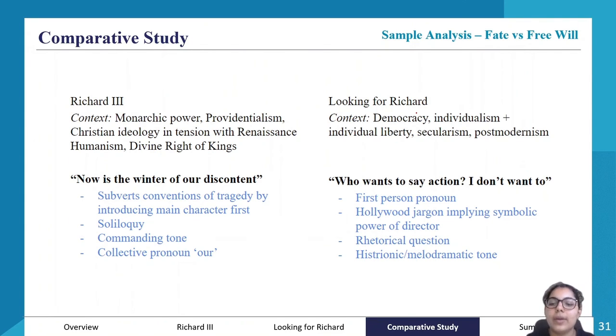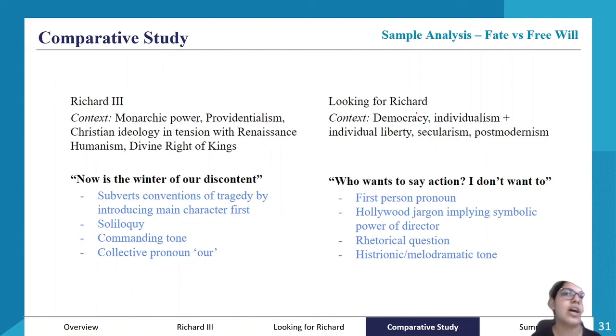Okay, here we go. So this is that collective pronoun of "are." Whereas it's looking for Richard, where the context is democratic context, individualism and individual liberty, secularism, postmodernism. So this is where Pacino, when he says, "Who wants to say action? I don't want to." There's that first person pronoun. There's a Hollywood jargon, which implies the symbolic role of the director. There's a rhetorical question, and there is a melodramatic tone.